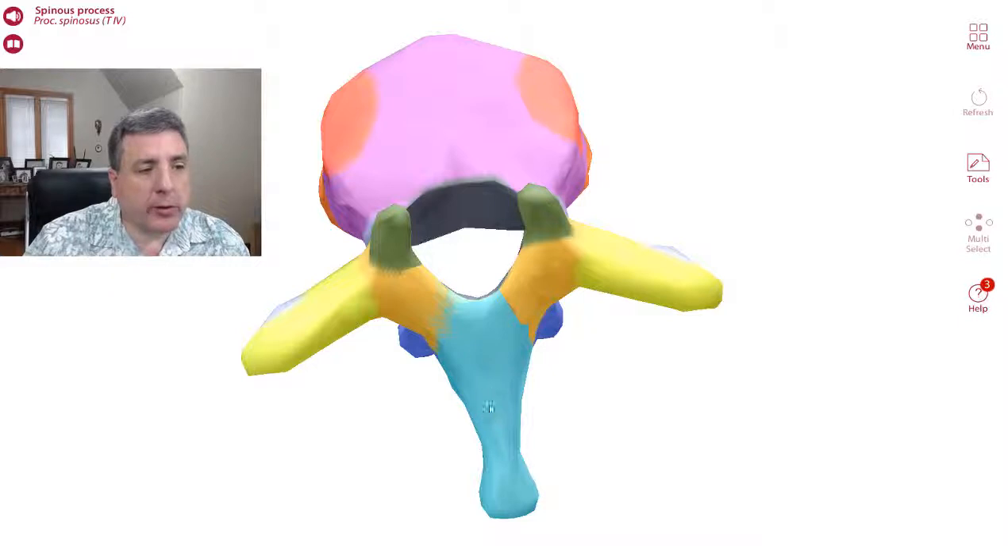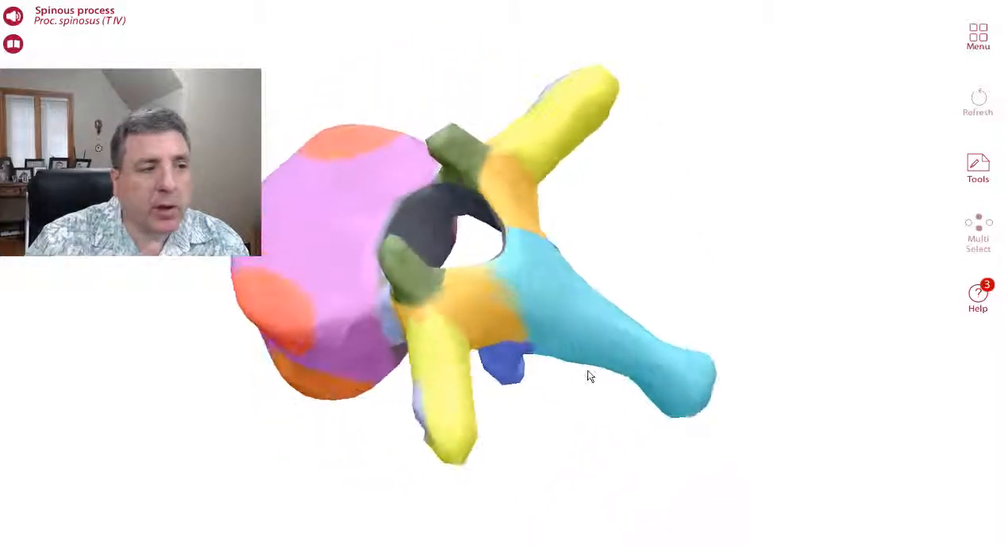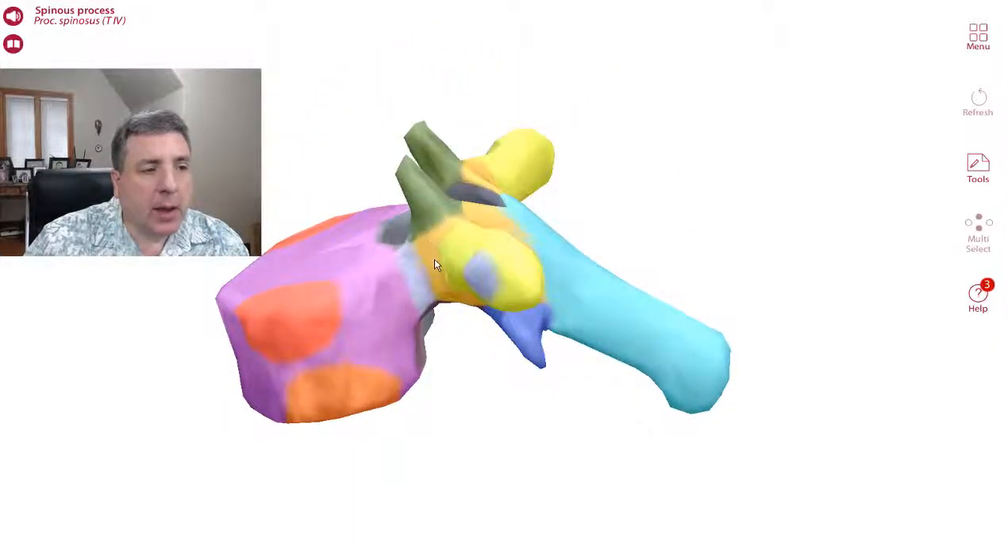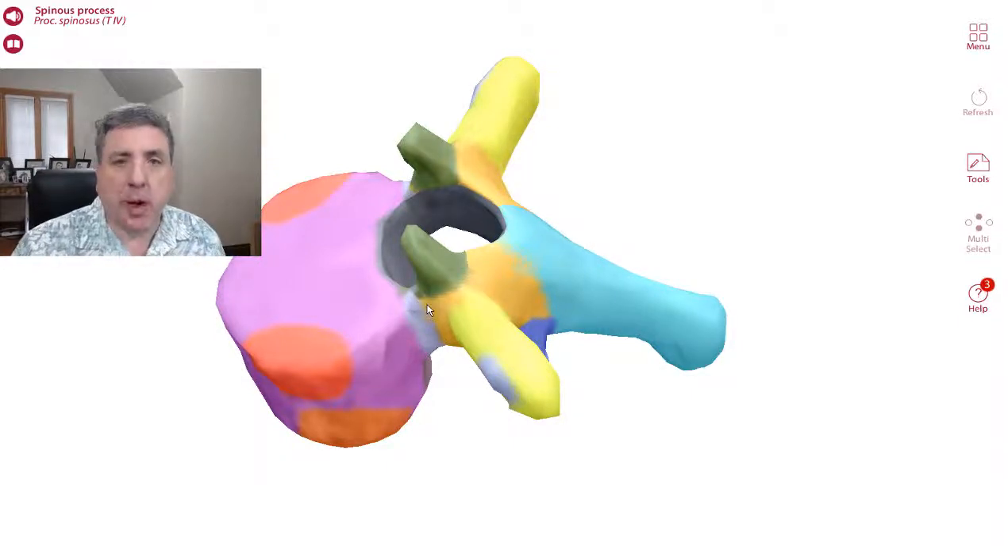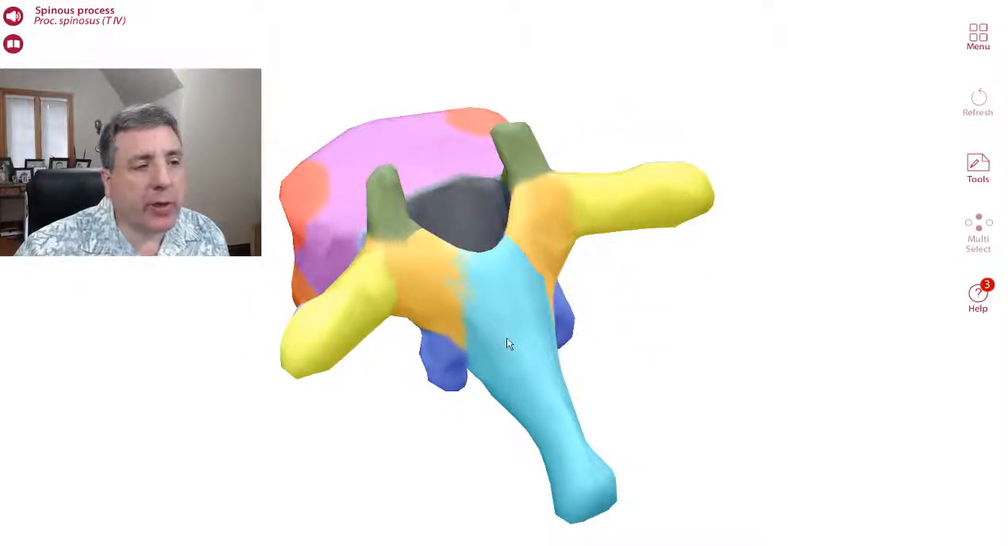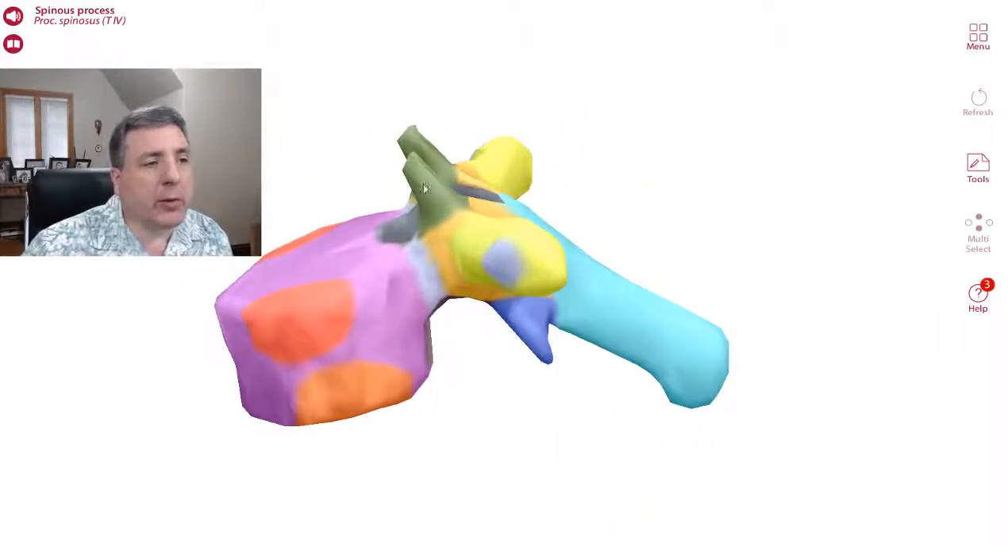Towards the back, this is called the spinous process. Okay, so we have our body, transverse process, spinous process. In between the body and the transverse process, this bone here, that's called the pedicle, P-E-D-I-C-L-E, and between the transverse process and the spinous process, this region of the bone is called the lamina.